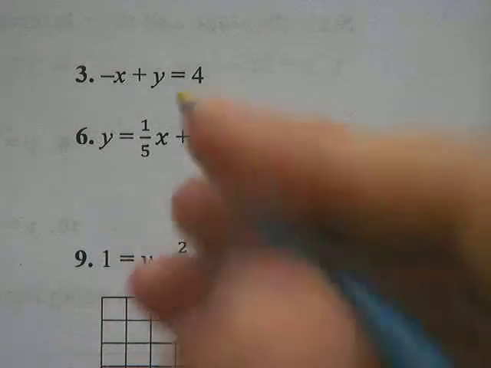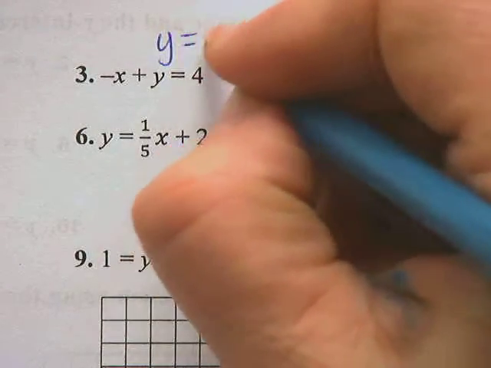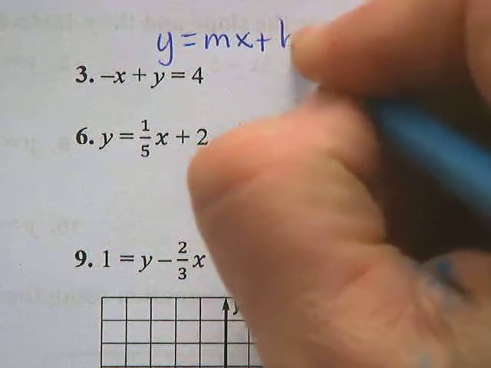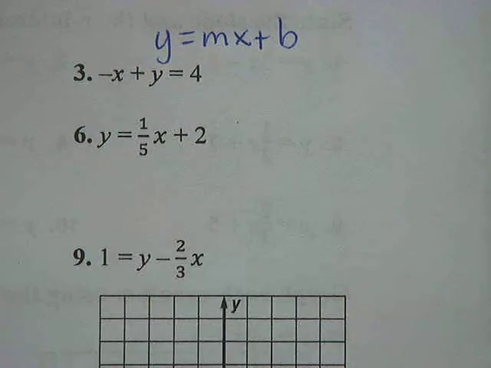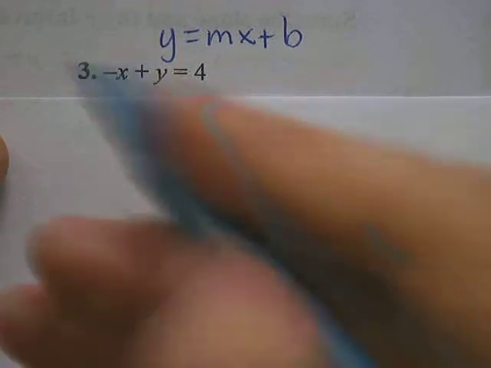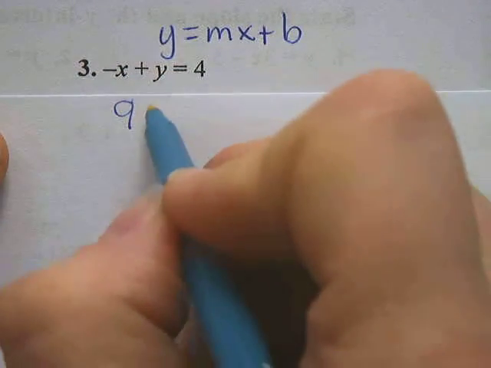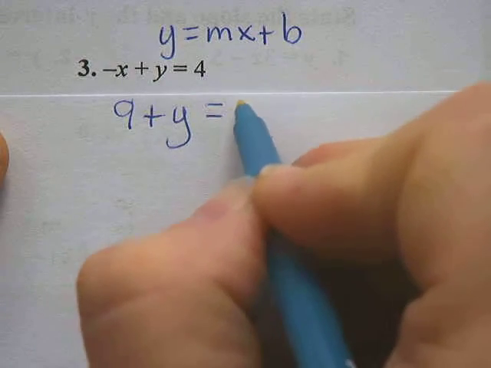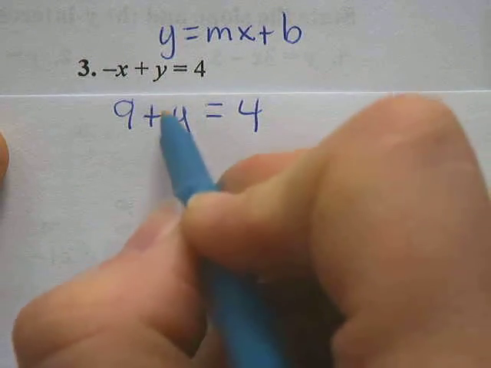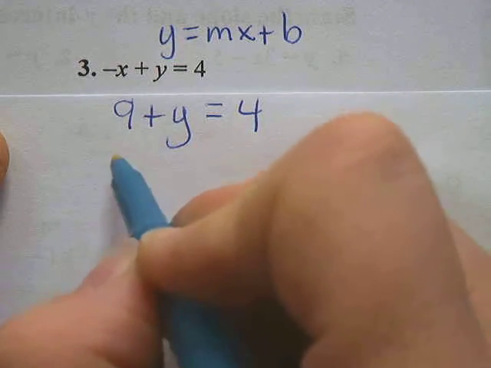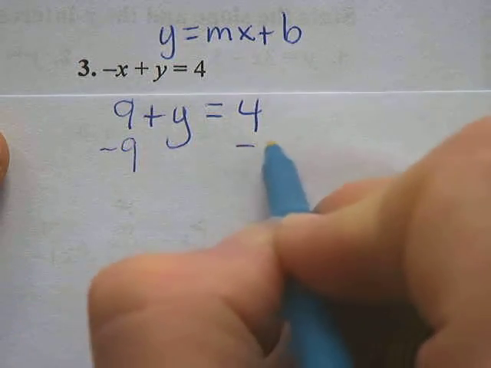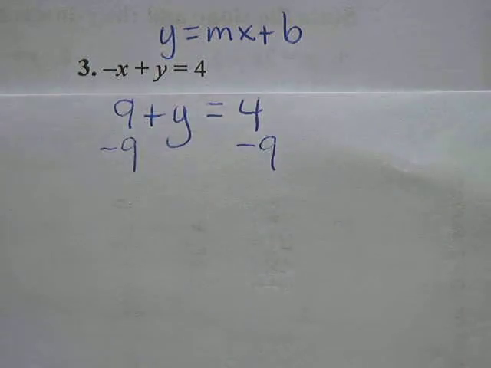Is number 3 in slope-intercept form? Well, slope-intercept form needs to look like this. And as you can see, this equation is not solved for y. So I want you to think about what we did in class just the other day. We had things like this: 9 plus y equals 4. And we learned to solve for y by getting rid of this thing, we would subtract 9 from both sides.